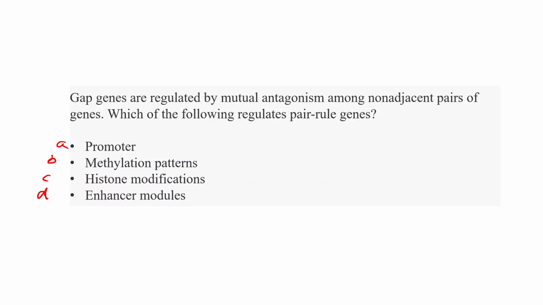So the question is gap genes are regulated by mutual antagonism among non-adjacent pairs of genes. Which of the following regulates the pair rule genes? So which of these regulate the pair rule genes? Gap genes are regulated by mutual antagonism among non-adjacent pairs of genes. This line is not important. This is just a normal line. The actual question is which of the following regulates pair rule genes? That is, pair rule genes are regulated by promoter or methylation patterns or histone modifications or enhancer modules. So which among the following regulates the pair rule genes?